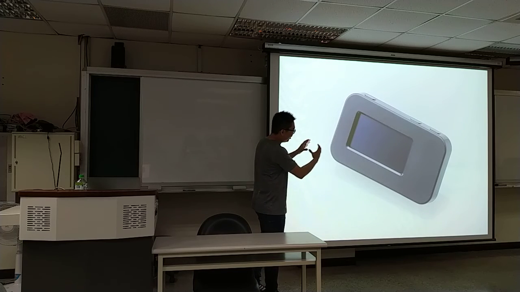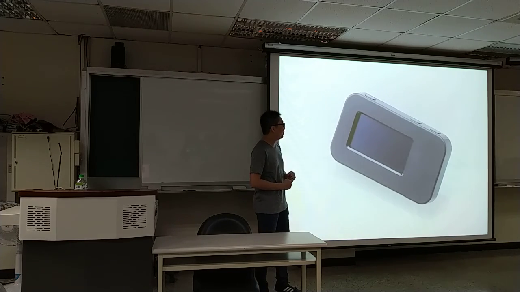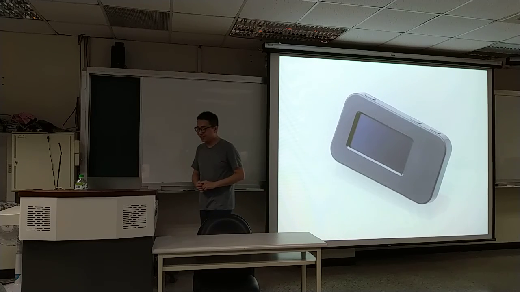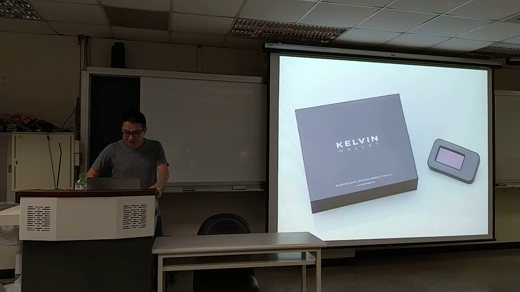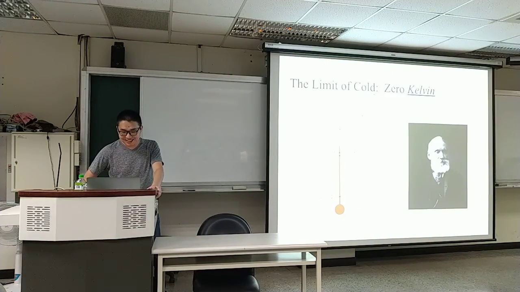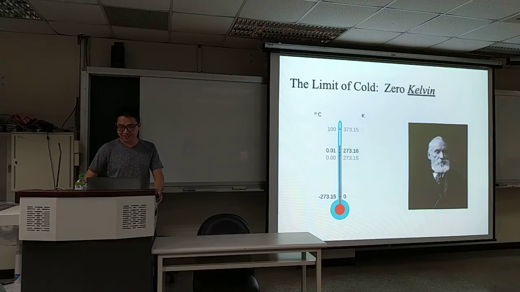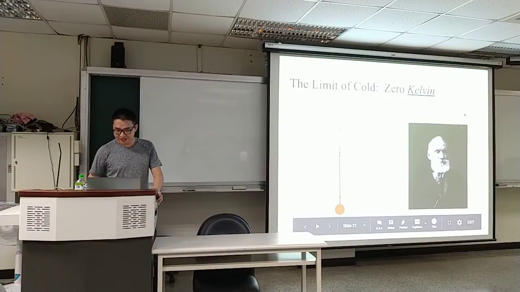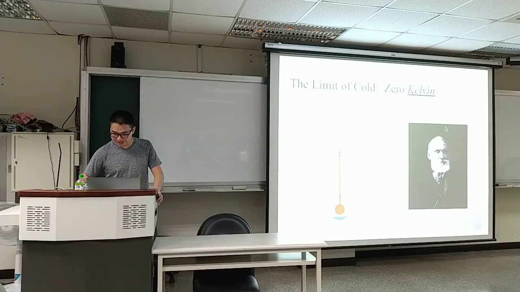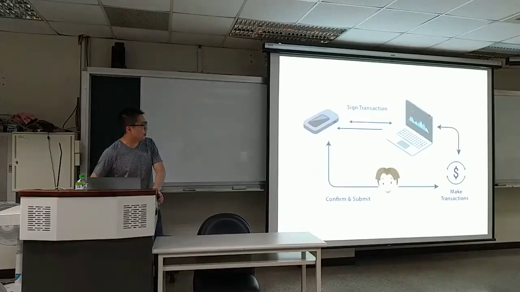This is just a small device which can be powered on via a USB cable, and it has some buttons on top of it. It is just a small box. And why do we call it Kelvin Wallet? Because the limit of cold is 0 Kelvin. So what can this cold wallet device help us with?